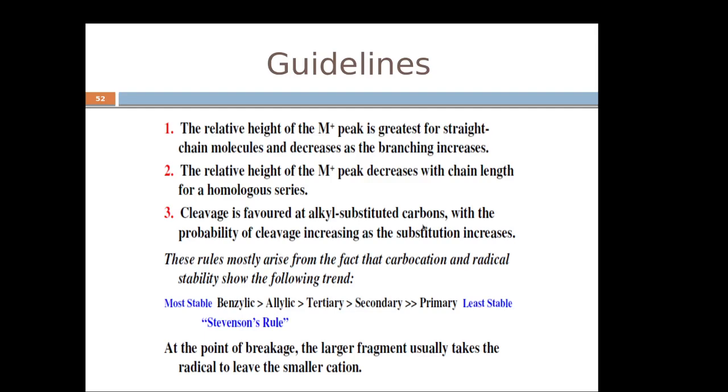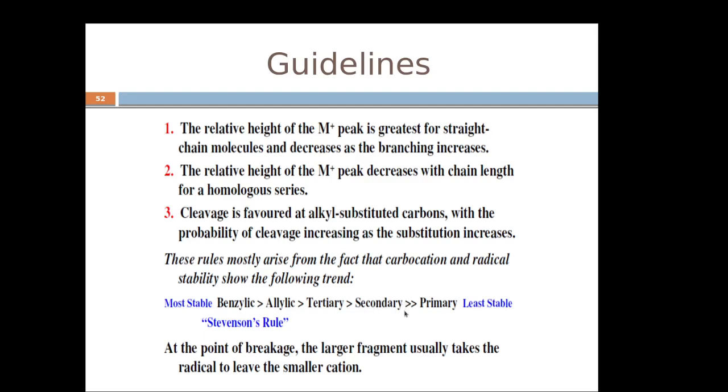Okay, and the third rule says that bond cleavage will be favored at alkyl substituted carbons, with the probability of cleavage increasing as the substitution increases. As the carbons get more and more alkyl substituted, there is more chance for the bonds to get broken at that particular carbon.